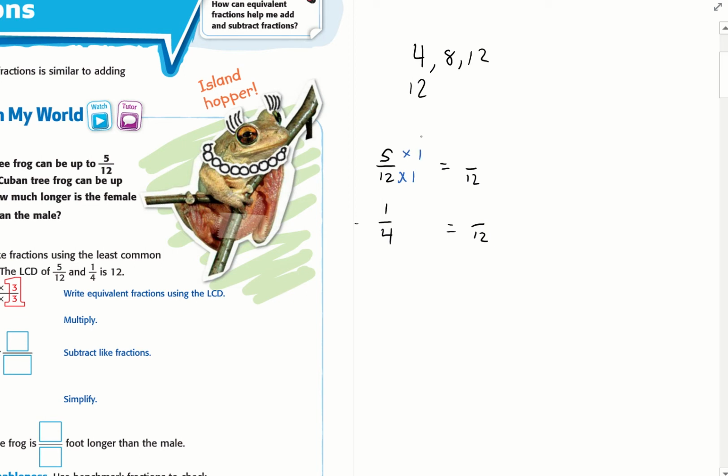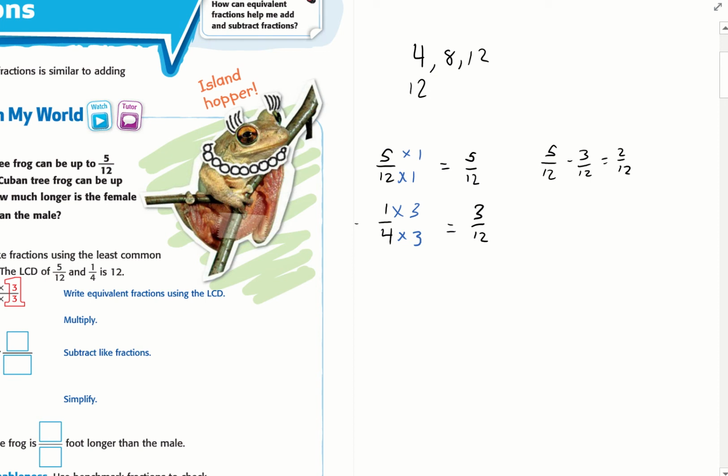Here my denominator is already 12, so I'm just going to multiply by 1. And on my bottom, in order for 4 to become 12, with multiplication, I want to multiply by 3. And whatever I do to the bottom, I must do to the top. So now I have 5/12, and I'm subtracting 3/12. So 5/12 minus 3/12 equals 2/12.